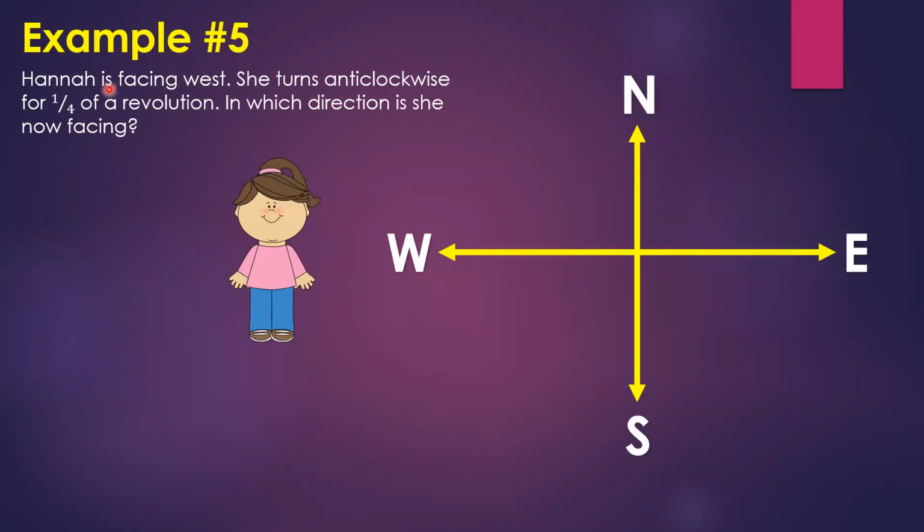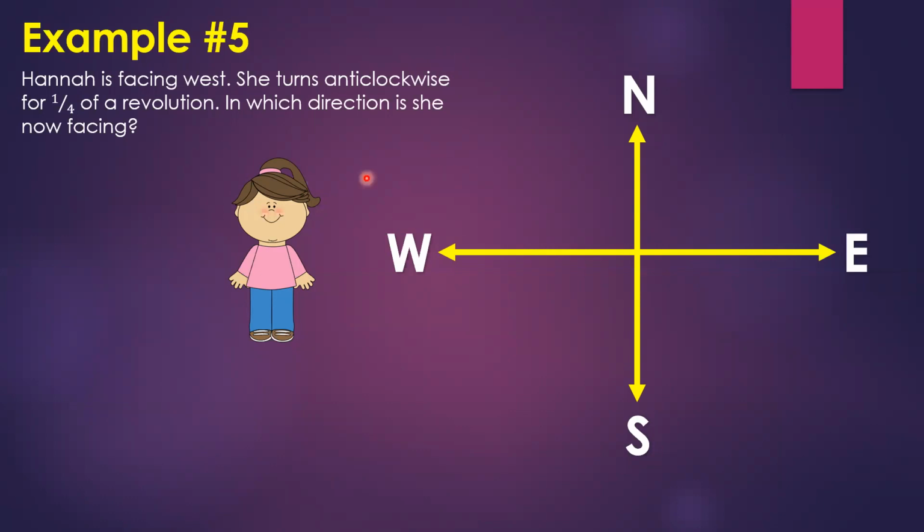Casey, can you read this? Casey, where's Casey? Yes, sir. Hannah is facing west. She turns anti-clockwise for one quarter of a revolution. In which direction is she now facing? Very good. Once you finish with this, put your answer inside the chat, please. Again, put your answer inside the chat.